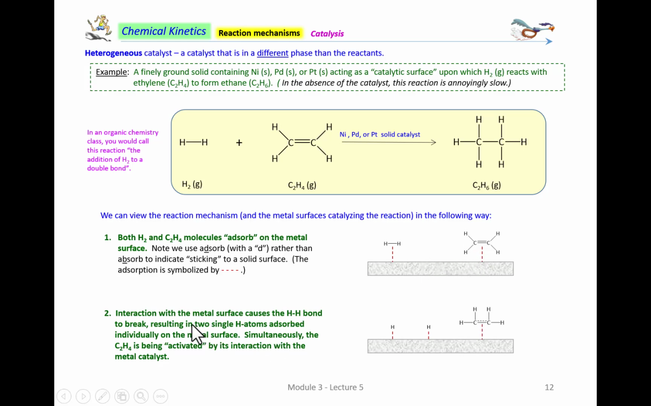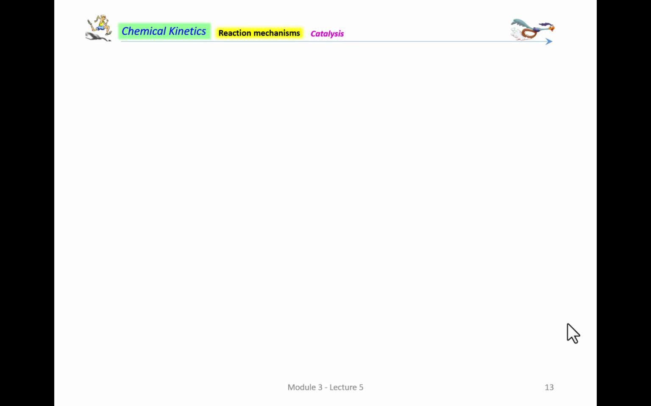Now, the interaction with the metal surface causes the hydrogen-hydrogen bond, that single bond, to break, resulting in two single hydrogen atoms adsorbed individually on the metal surface. And simultaneously, the double bond in the ethylene is being what we call activated by its interaction with the metal catalyst. We'll continue this on the next slide.